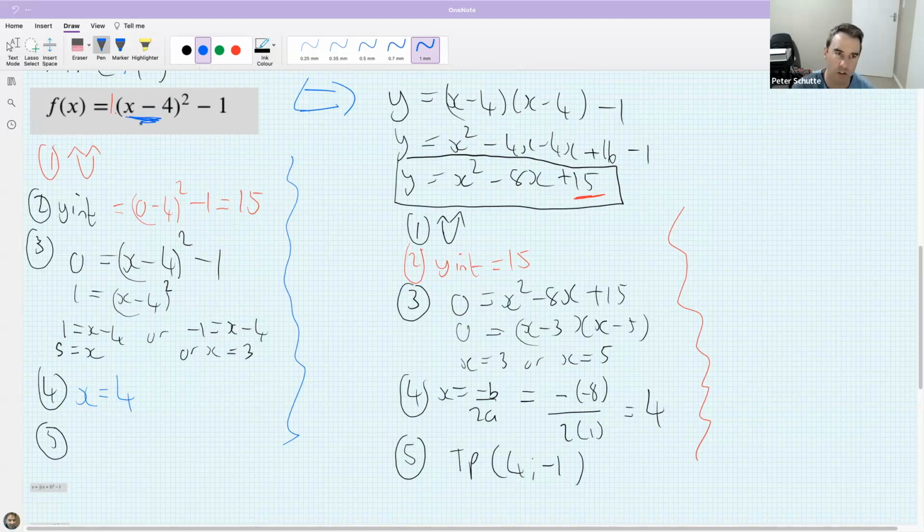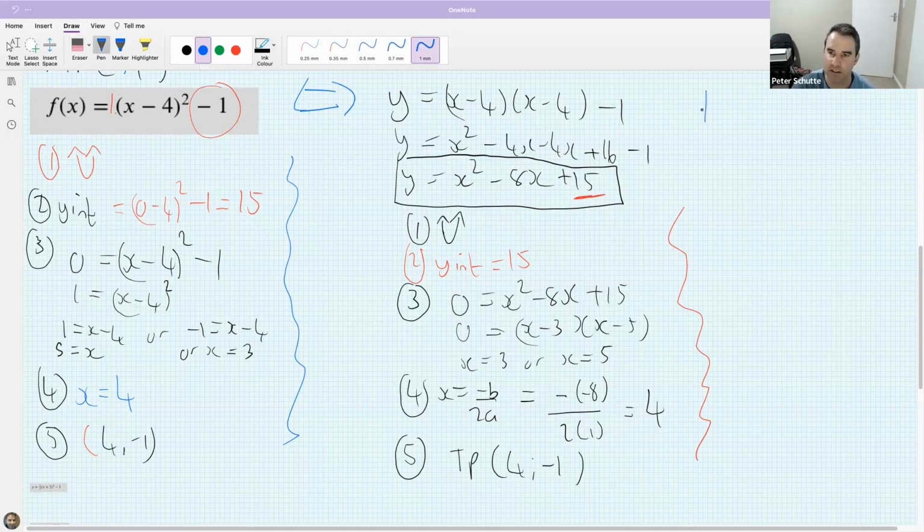So when it's in turning point form already, your axis of symmetry is just the opposite of whatever's in the bracket. So if there's a plus there, it's going to be minus. If there's a minus there, it's going to be plus. And then the other thing is, basically this is just going to be 4 minus 1. And you can just read it off straight from the graph.